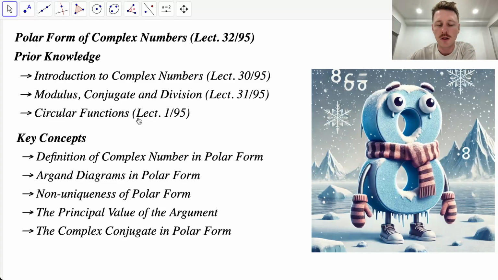For this video in particular, it'll be helpful if you've seen a video on circular functions, which was actually the first video in this whole series. So I'll put links below for all of them.